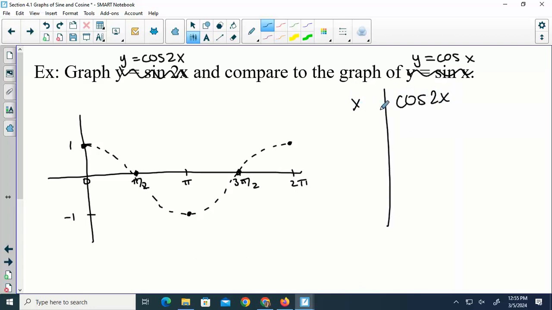Now cosine 2x. So before it was my amplitude because it was out in front. Let's see what this does. If I put in a 0, 2 times 0 is 0. What is the cosine of 0? Cosine of 0 is 1.